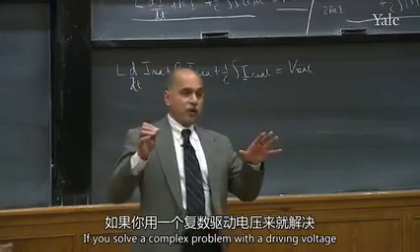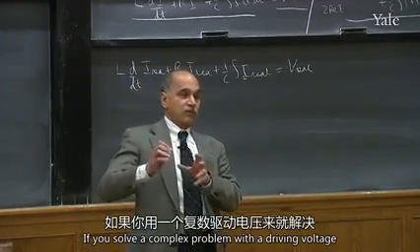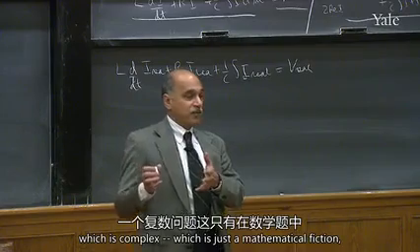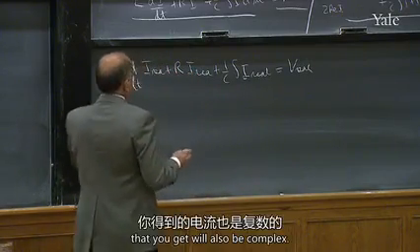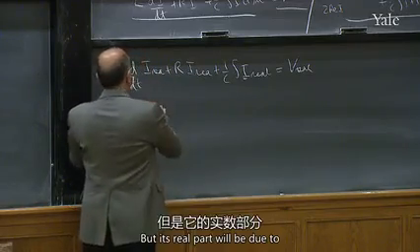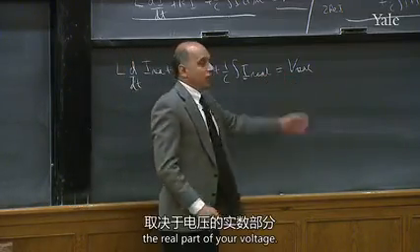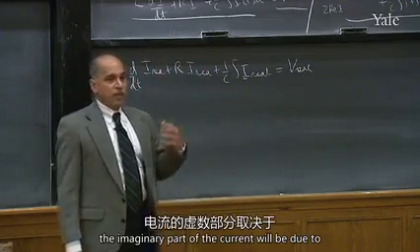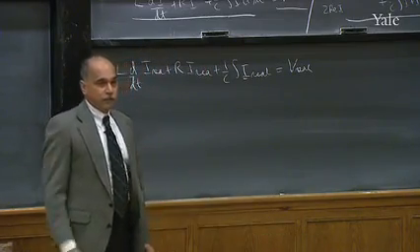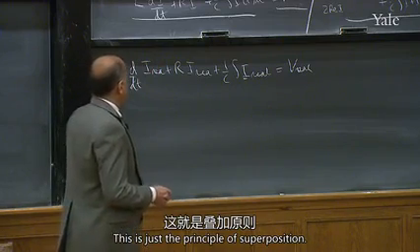If you solve a complex problem with a driving voltage which is complex, which is just a mathematical fiction, in real life you don't have that, then the current that you get will also be complex, but its real part will be due to the real part of your voltage. And you can also show the imaginary part of the current will be due to the imaginary part of the voltage. This is just the principle of superposition.